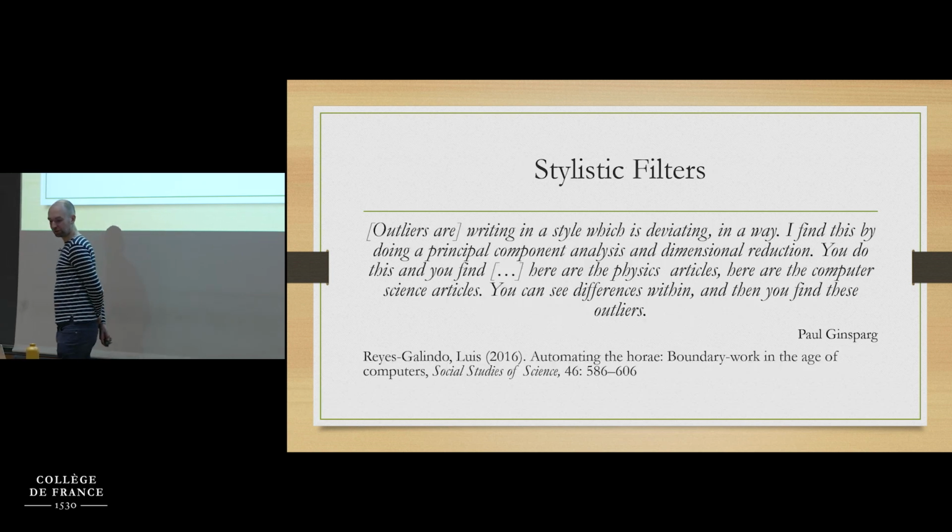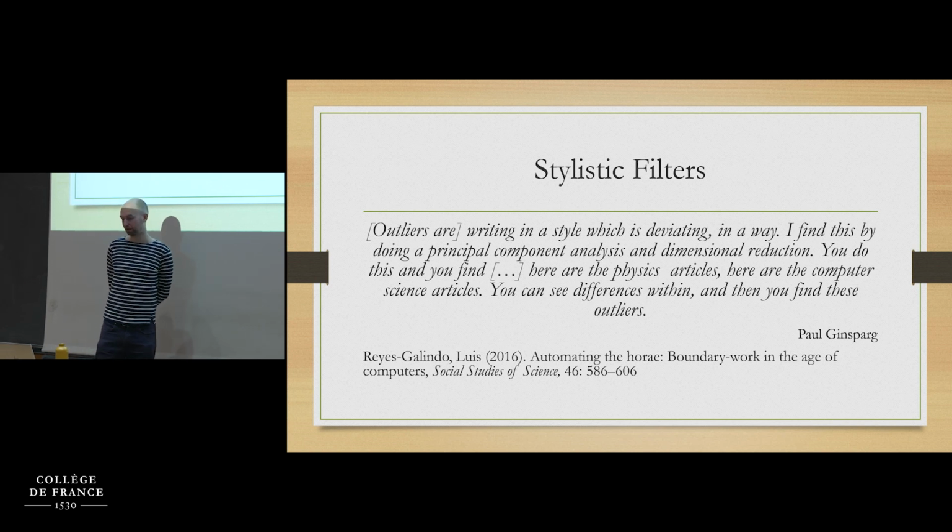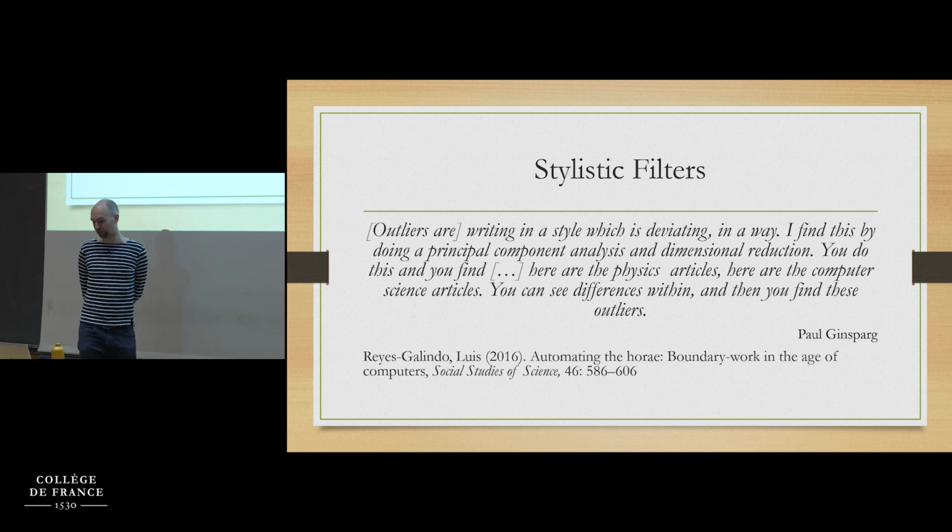Okay, then the second one is the stylistic filters, so outliers, writing in a style which is deviating in a way, right? I find this by doing a principal component analysis and dimensional reduction. I do not actually know what this is. This is some serious data science, but I trust Ginsparg when he tells us that you do this and you find here are the physics articles, here are the computer science articles. You can see differences within, and then you find these outliers.